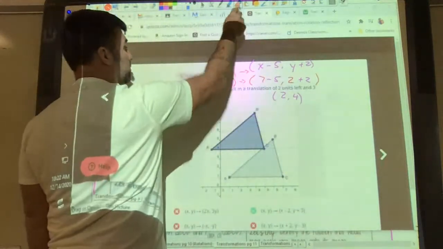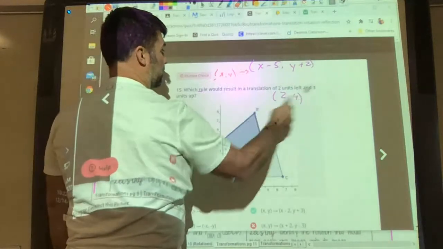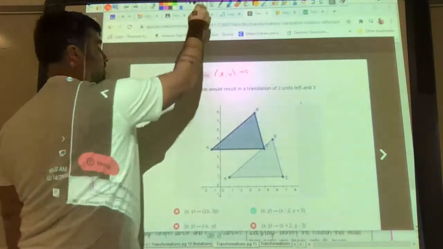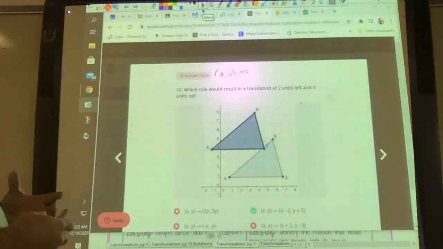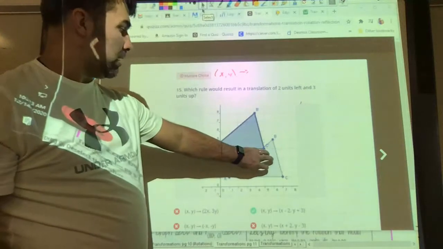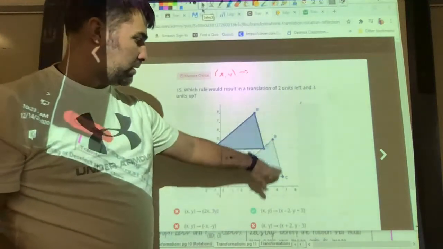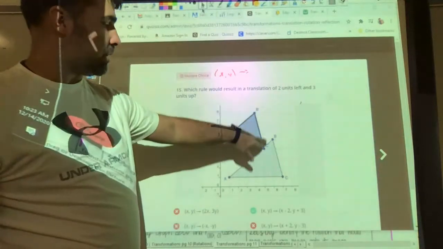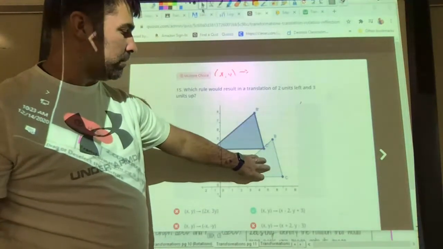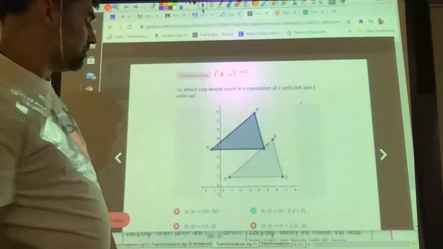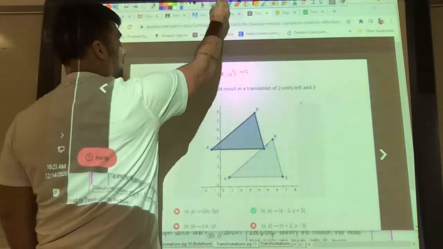Okay, this one. The big thing on this one is make sure you're going from pre-image to image. So pre-image is the light one, right? That's the A, B, C, the regular A, B, C, and this is your A prime, B prime, C prime. So I'm going from the light one to the dark one. Let's just choose B.